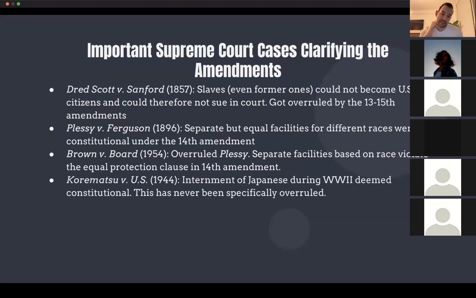This decision said that the internment of Japanese people during World War II in America was constitutional. This case is one of the darkest days in American history, and it shows that during wartime, sometimes the people who are meant to uphold our constitutional system sometimes make very bad decisions in the name of national security.